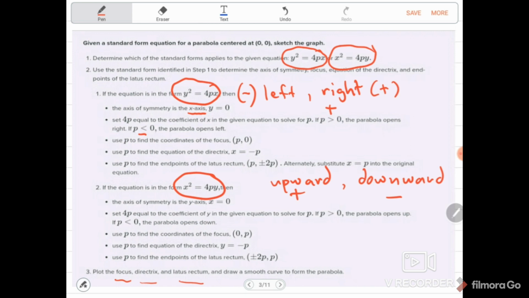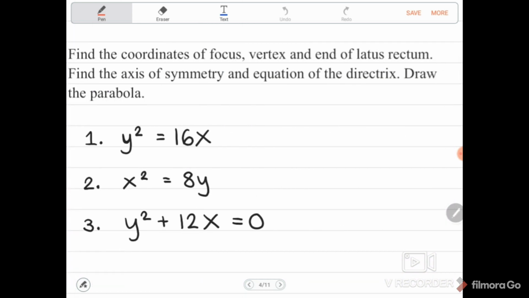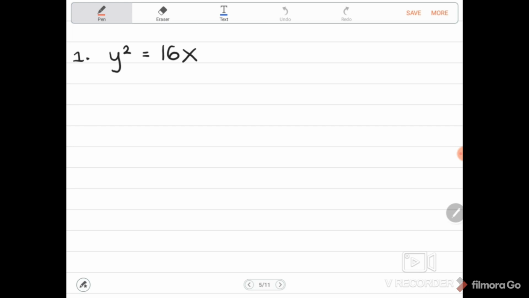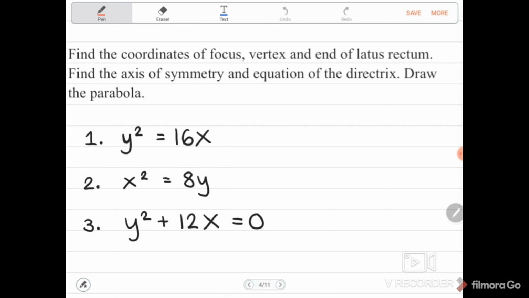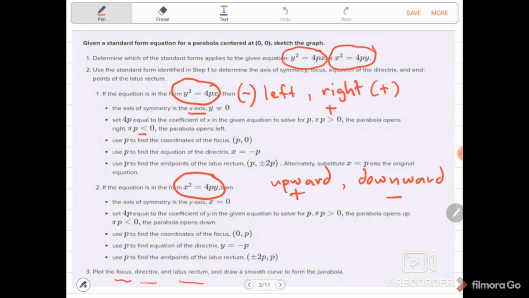Tignan muna natin. Saan ba ang opening ng parabola natin? Paano nga ulit malalaman? Tignan nyo. Ano ba ang naka-squared? x squared or y squared? Ayan. So, y squared. y yung naka-squared sa atin, no? So, dalawa na lang ang pamimilian nyo. It's either opening to the left or opening to the right.